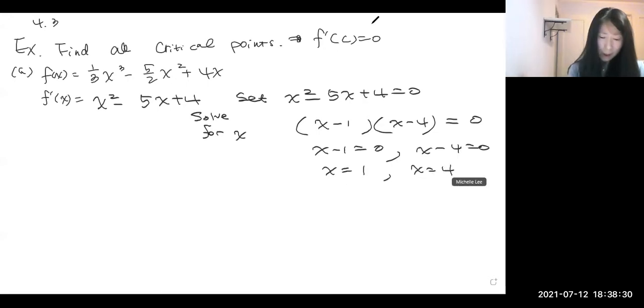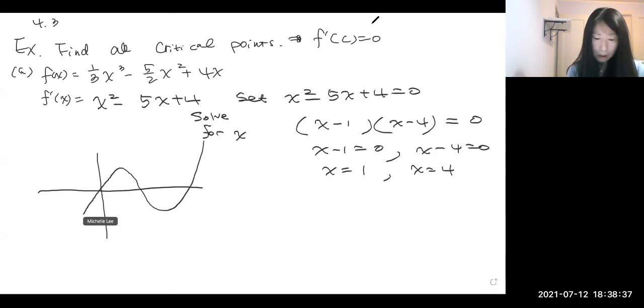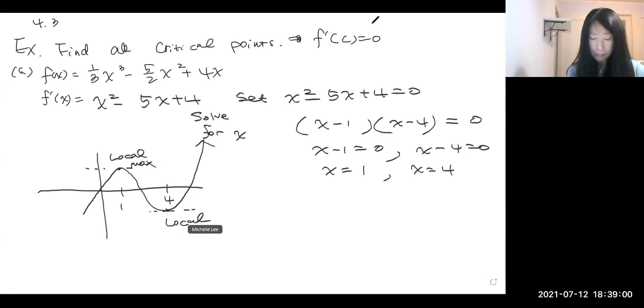Okay, so this graph is like this. Let me draw. So this is 1, this is 4. Okay, look. This is a local max. And this is a local minimum. Okay? Good.